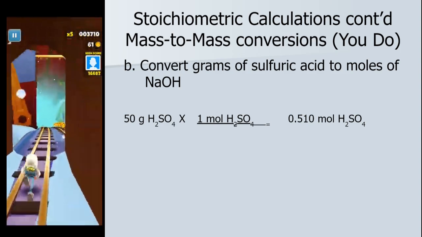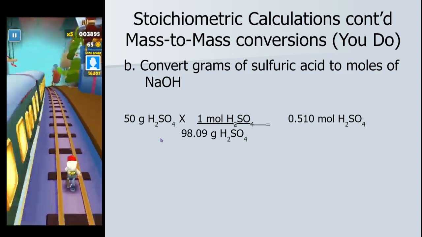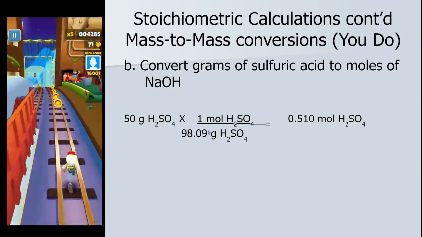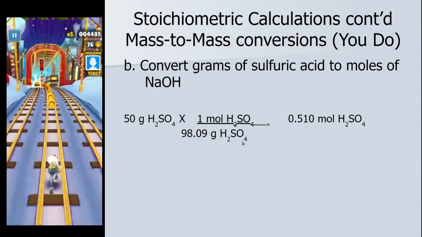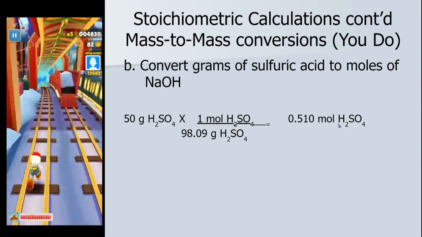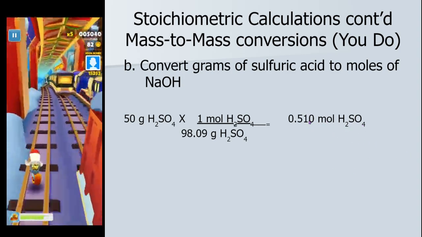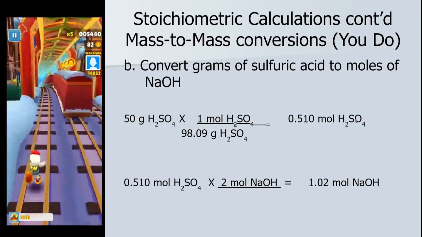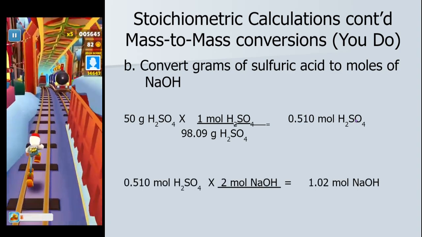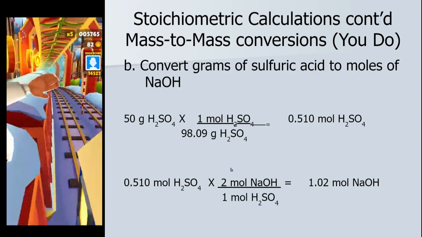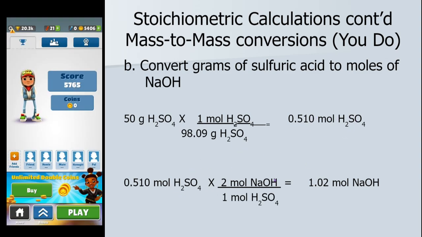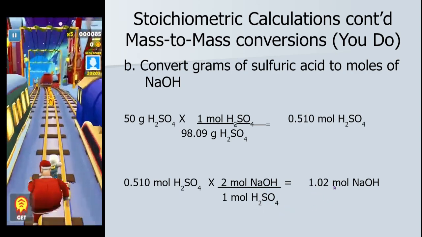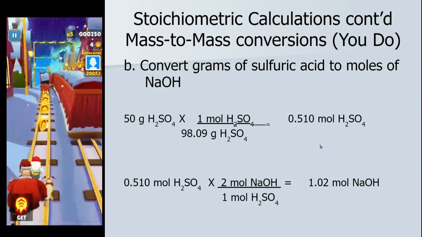Moving on, just like before, we will get the known grams of H2SO4 and then divide it by the molar mass of H2SO4 in order to get the number of moles of H2SO4, which is 0.510, which is what you should have gotten. Then you should have used the moles of H2SO4, then multiplied it by the mole ratio of 2-to-1 in order to get 1.02 moles of NaOH.